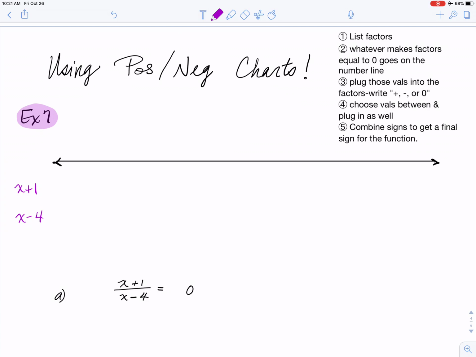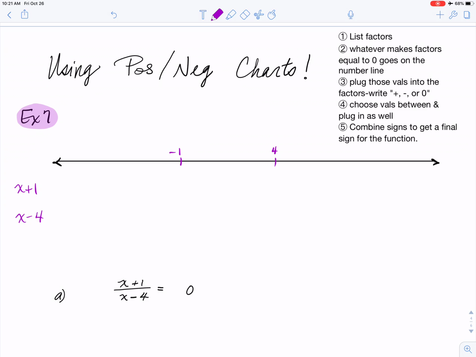Secondly, whatever makes the factors equal to 0, they're going to go on the number line. So the first factor is x plus 1. Negative 1 makes that one 0. The second factor, x minus 4, a positive 4 makes that one 0.